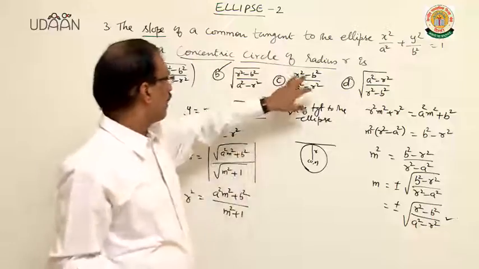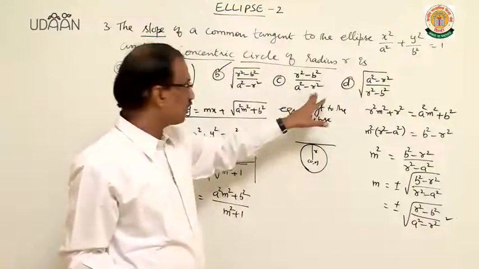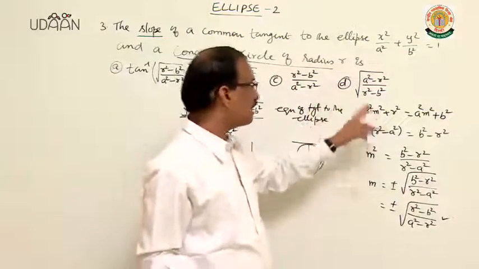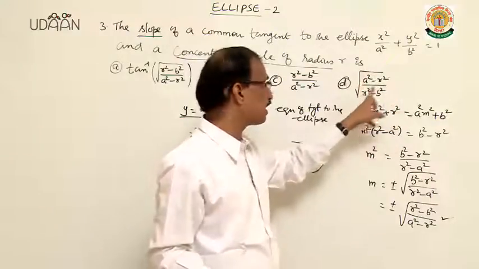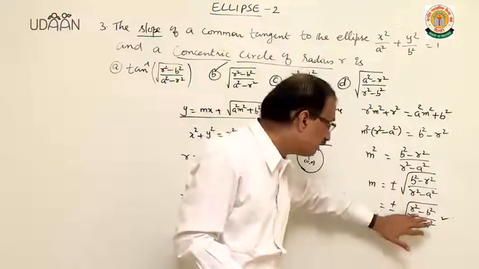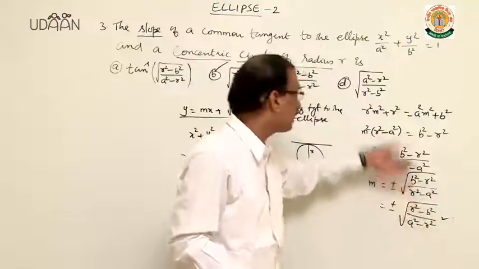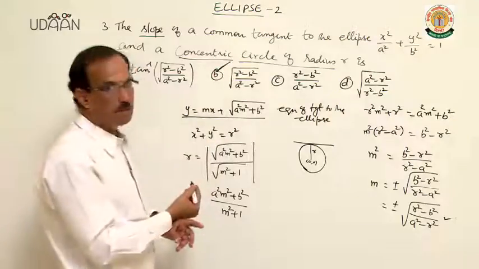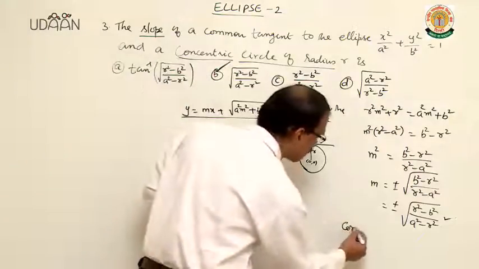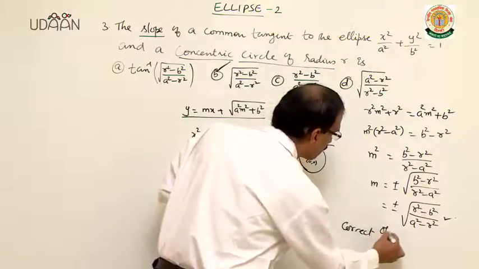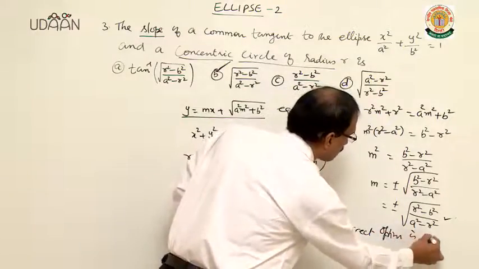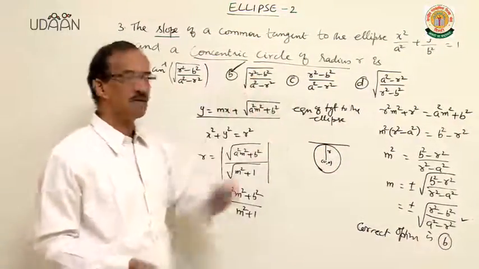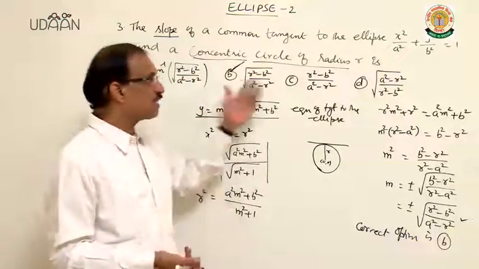Then you have here (r square minus b square) by (a square minus r square). There is no root, so it cannot be. And another one, D, is root of (a square minus r square) by (r square minus b square). That is the reverse, the reciprocal relation, so that also cannot be the option. So B is the only option. The correct option is B, that is root of (r square minus b square) by (a square minus r square).